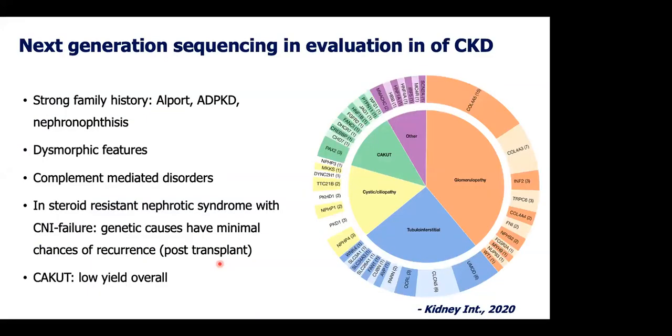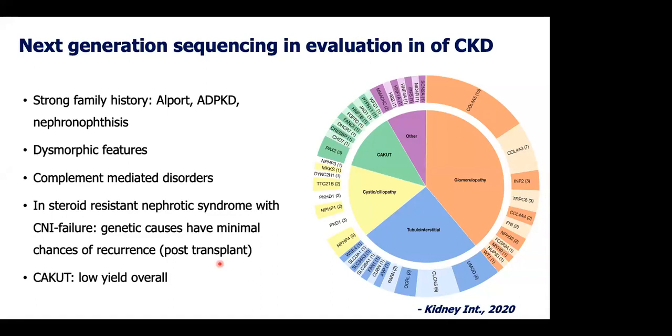Currently, next generation sequencing is one of the important tools we have in diagnosing certain diseases and even in evaluation of unknown CKD. If there is a strong family history of CKD, like in Alport syndrome, and you are suspecting autosomal dominant or autosomal recessive polycystic kidney disease, or nephronophthisis, then definitely do one. And if the child is presenting with dysmorphic features, or in certain complement-mediated disorders, or steroid-resistant nephrotic syndrome, and also those who have CNI failure, it is better to do genetics. If a variant causing nephrotic syndrome is found, we would be certain that the recurrence post-transplant would be minimal or nil, as against non-genetic causes of nephrotic syndrome.